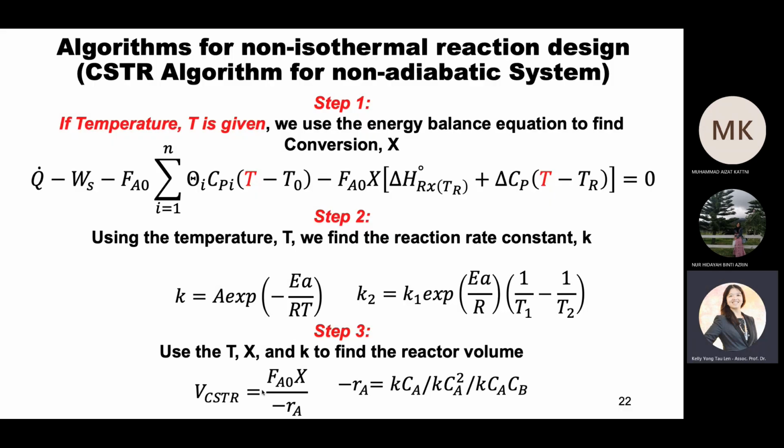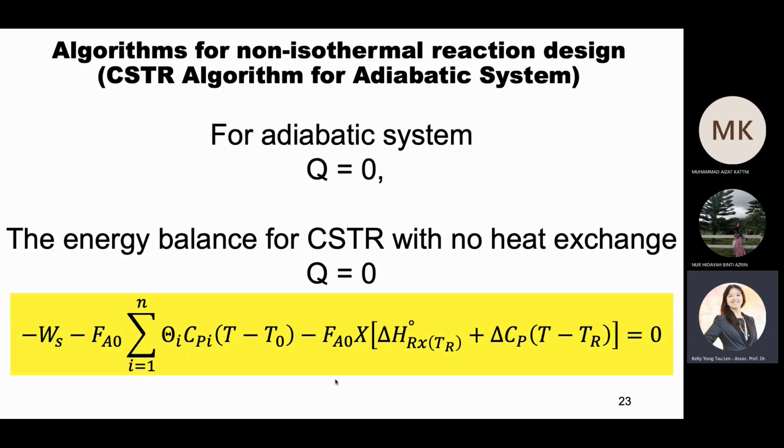Okay. Another way, vice versa: say you know the temperature but you don't know the conversion. You can also calculate using the energy balance equation, from which you will obtain X. So once you get X and you already know T, again you can calculate K and calculate the reactor volume. Okay, so that is done: how we use the energy balance equation and relate it to the design of the reactor.